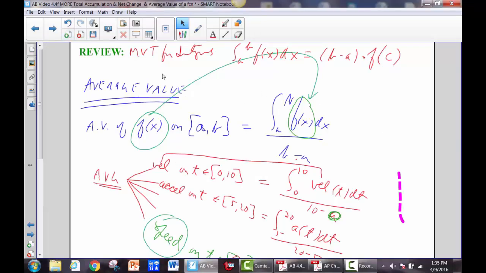Okay, so just for review, the mean value theorem for integrals: the integral from a to b of f of x dx, remember that's the area bounded by f of x, the x-axis, x equals a and x equals b, is equal to b minus a, which is the width of the rectangle, times the height of the rectangle, f of c. The average value, therefore, of f of x on the interval from a to b is the integral from a to b of f of x dx over b minus a.